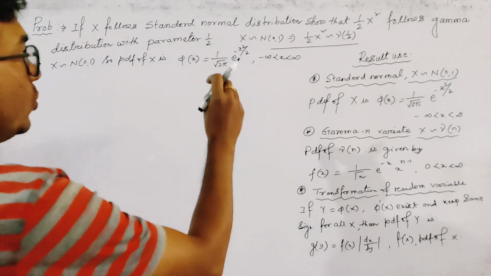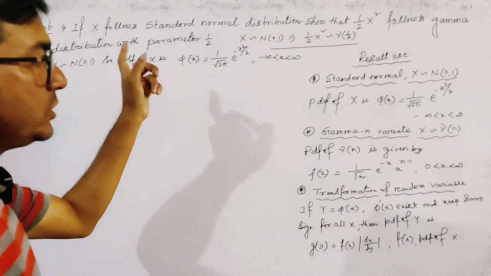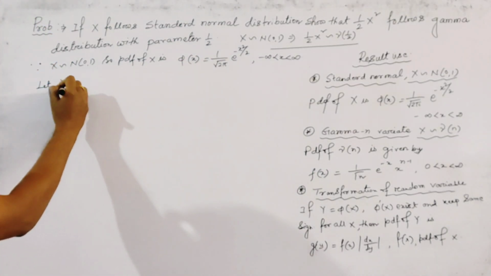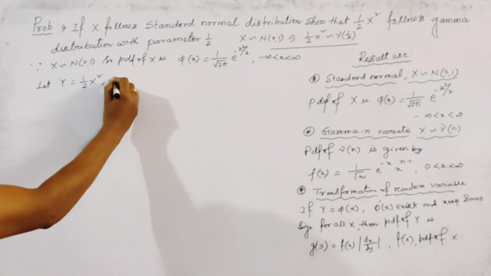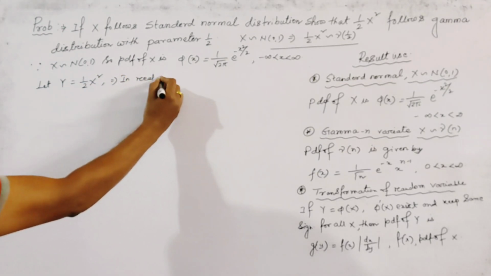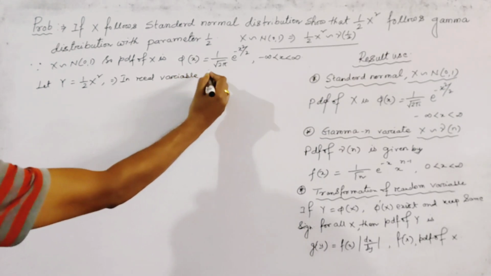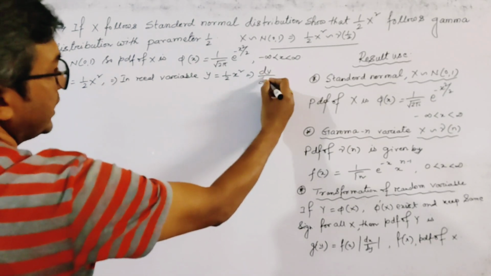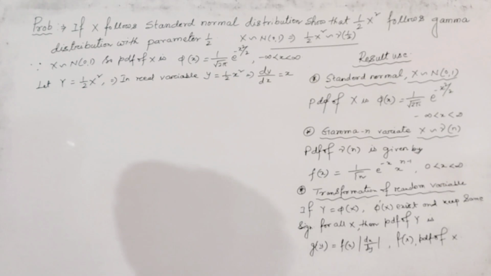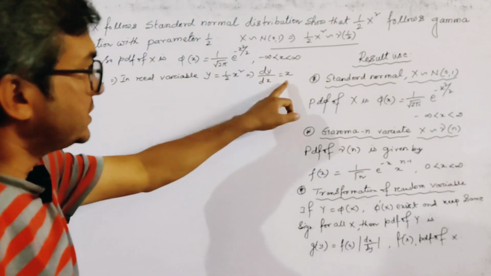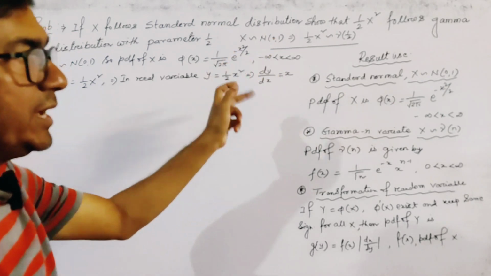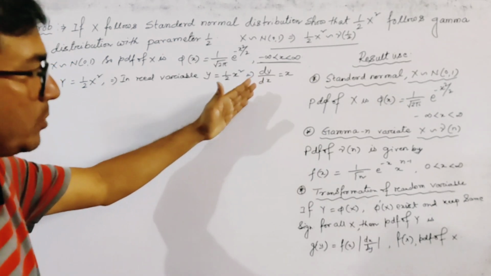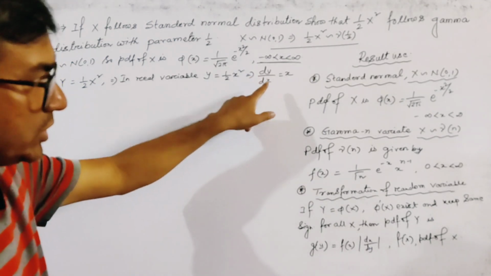Now we try to use the transformation of random variable. To transform the random variable, we let y equal to half x squared. That is, the differentiation dy/dx is equal to x. And this x may be positive or negative, because our range of x is minus infinity to infinity. So the formula of transformation of random variable cannot be used here.